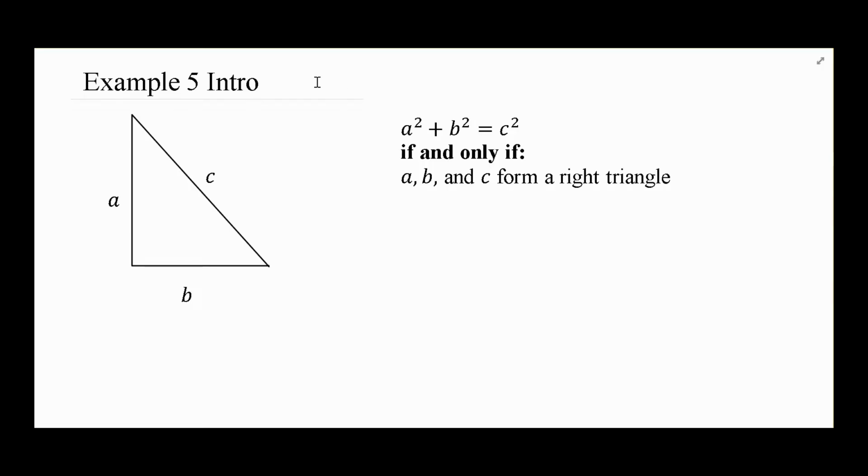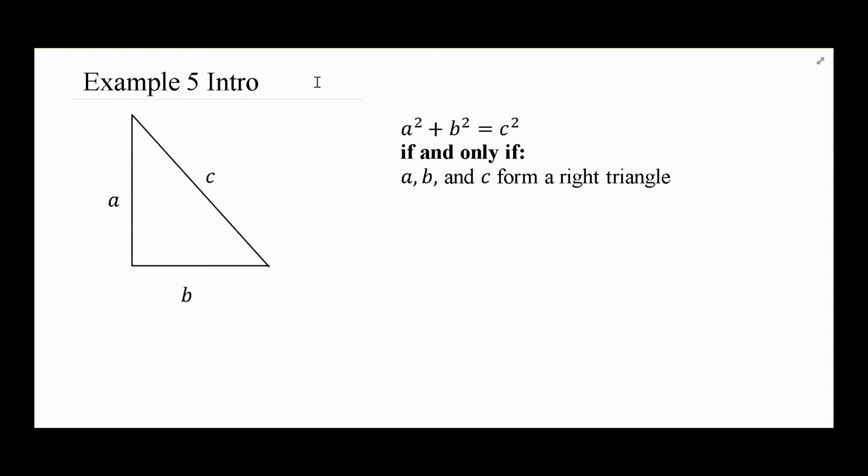Now, in some of our problems, we will be dealing with the Pythagorean theorem, so I just want to take a moment to remind you that the Pythagorean theorem is a two-way street that says a squared plus b squared equals c squared if and only if a, b, and c form a right triangle. And so what we mean by if and only if is if you have a triangle such that a squared plus b squared equals c squared, then it has to be a right triangle. It has to have a 90-degree angle in it.